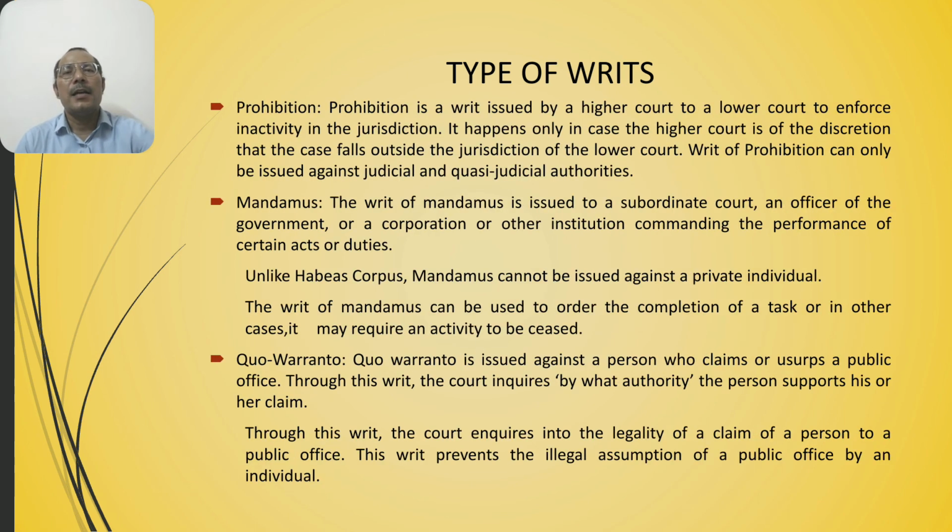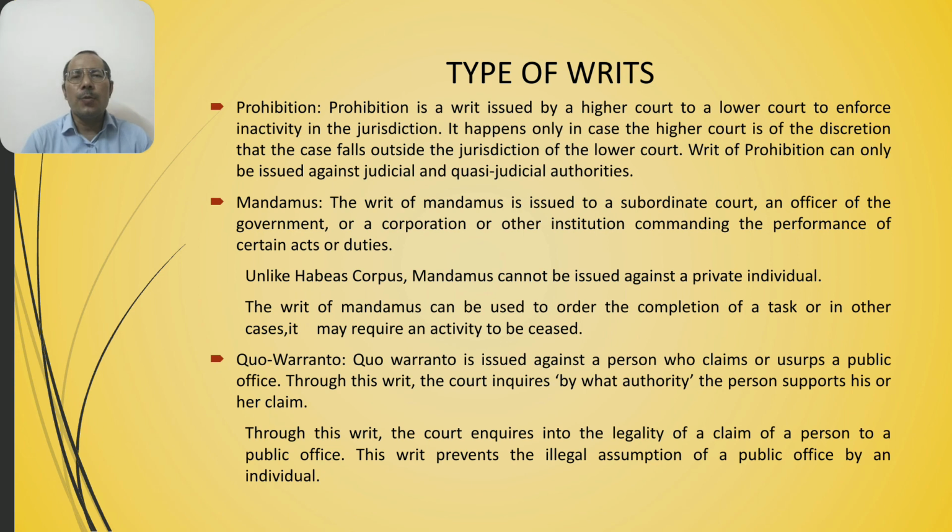The next is prohibition. It is a writ issued by a higher court to a lower court to enforce inactivity in the jurisdiction. It happens only in case the higher court is of the view that the case falls outside the jurisdiction of the lower court. The writ of prohibition can only be issued against judicial and quasi-judicial authorities. That means with the help of this, the higher court, that means the High Court of the state or the Supreme Court, can direct the lower court that you cannot have any jurisdiction over this particular case.